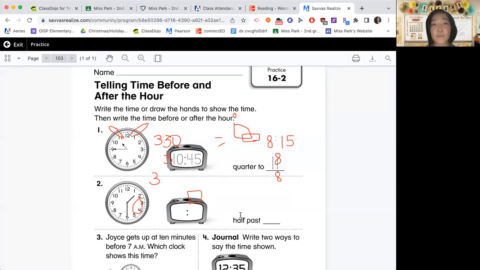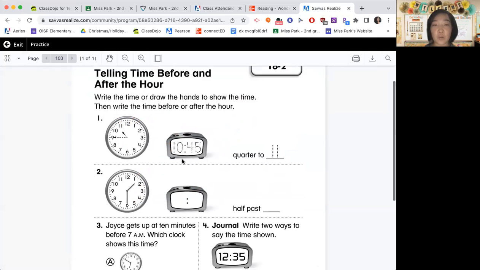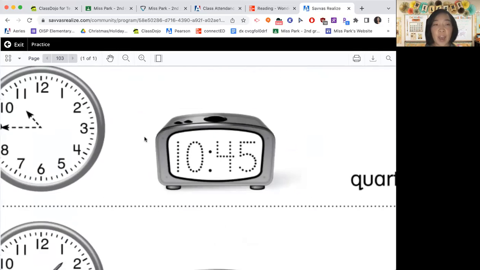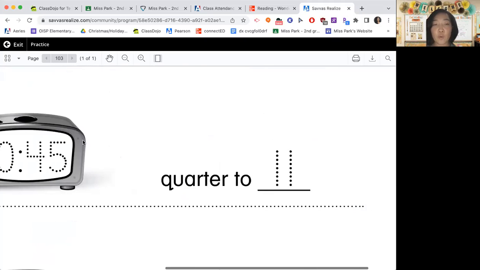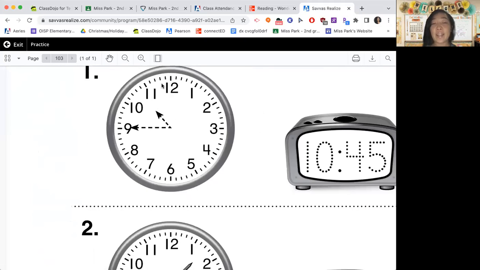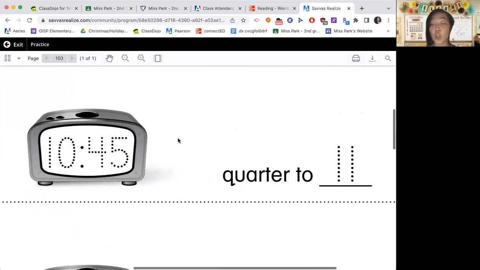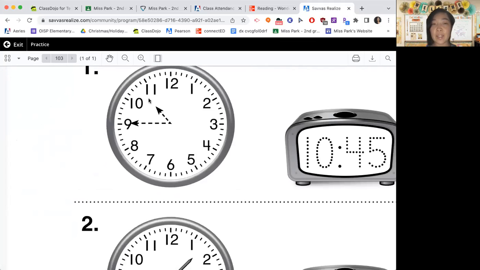Okay, telling time before and after the hour. Write the time or draw the hands to show the time. Then write the time before or after the hour. Okay, so here it already tells us the answer for number 1. 10:45, the hour hand would be in between 10 and 11. And then 45 would be where the 9 is, because remember, 5, 10, 15, 20, 25, 30, 35, 40, 45. So it is 10:45. So it's a quarter to what? It is almost what time? What time will it be after 10:45? 11 o'clock. So it's a quarter to 11 because there's only 15 more minutes till it turns 11 o'clock.